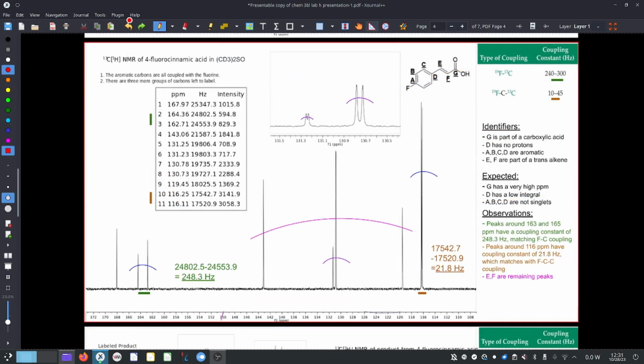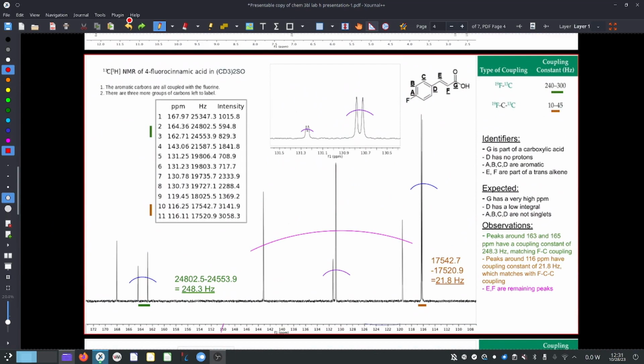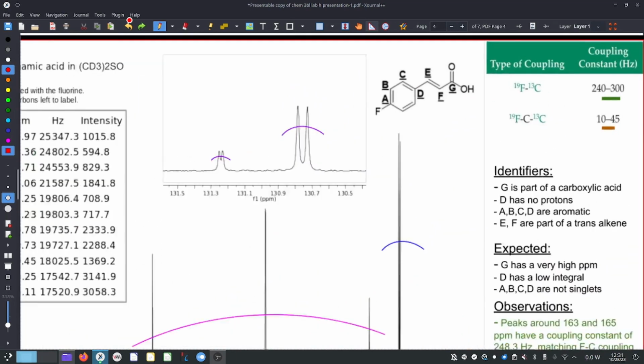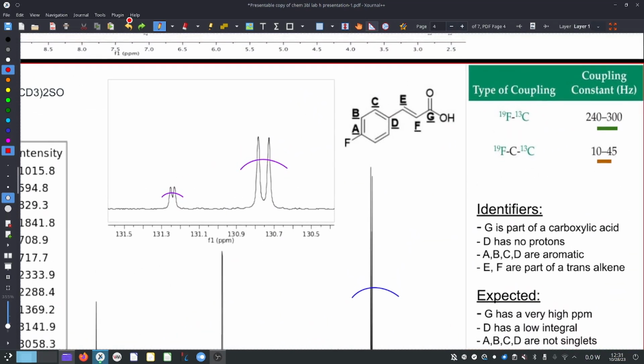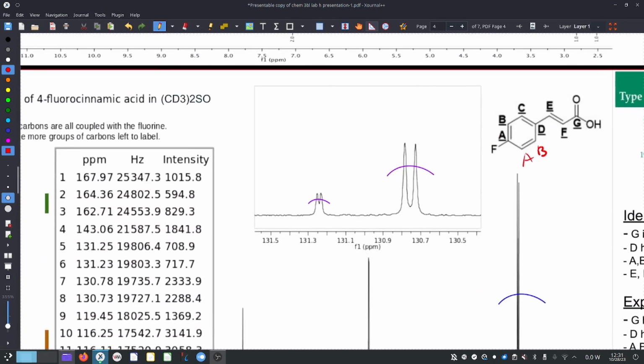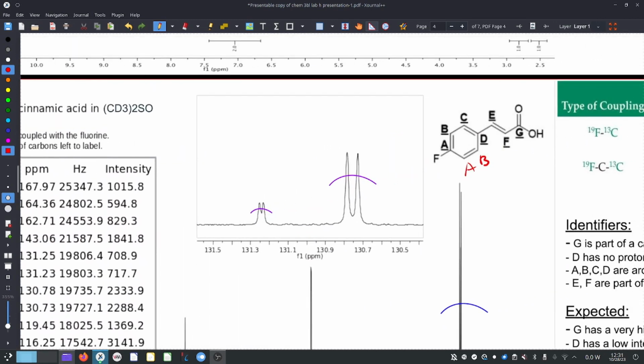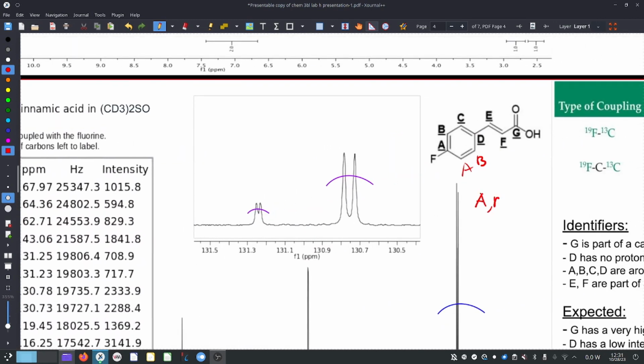On that note, fluorine also affects the C NMRs, so this is the C NMR of our starting material. And if we look at the diagram again, because it's symmetrical, A, B are over here. We were given the hint though that all aromatic carbons are coupled with the fluorine, so we should note down A, B, C, and D are the aromatics.